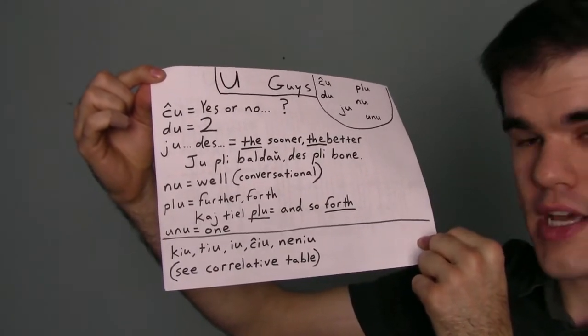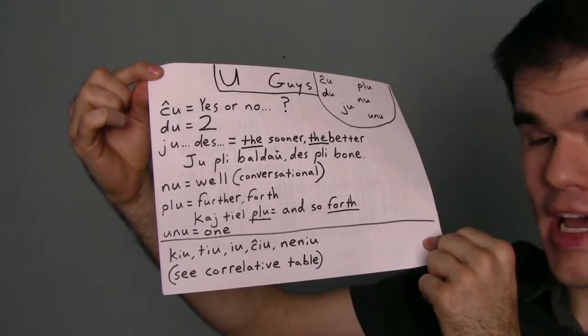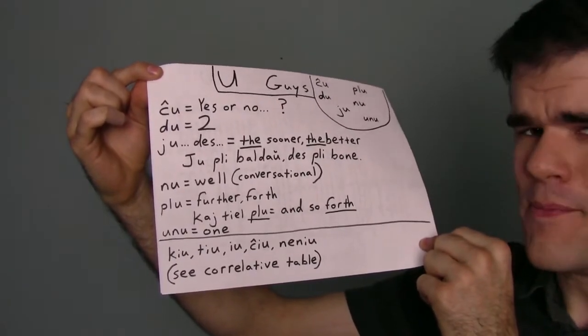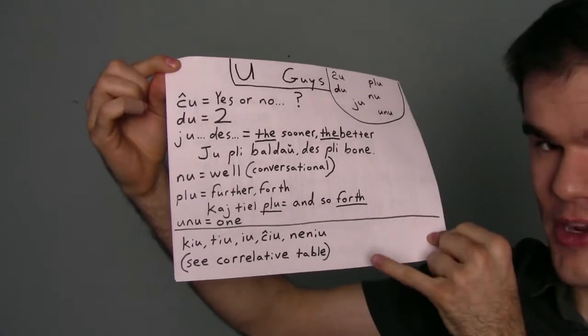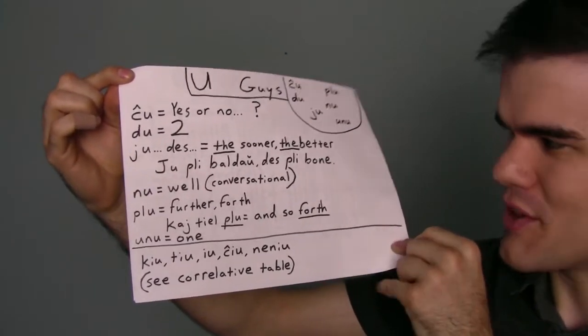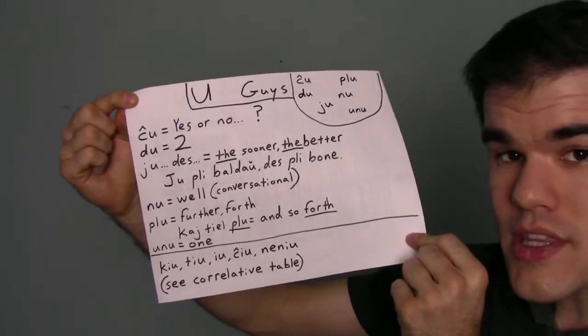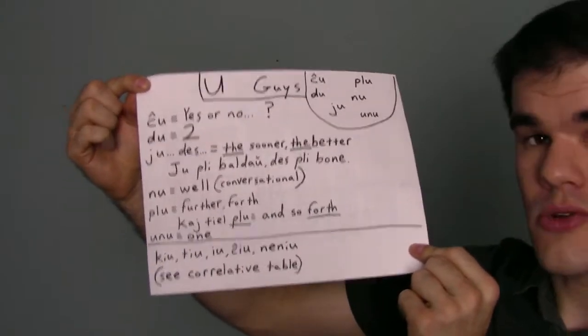Below that, though, you see these 5 words, kiu, tiu, iu, ciu, and neniu. Now, these are words that are in the correlative table, and I have a separate video that discusses those. They very much play by their own rules and do their own thing. So make sure to get those straight and realize that those aren't command words or anything like that. So once you are familiar with these and you're able to discern what these do, you're ready for the rest of the u words. And here's how they work.